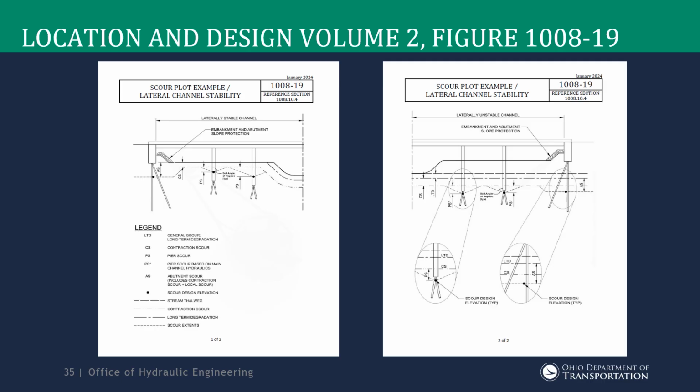So if you have a channel that is meandering, you need to do the pier analysis as if it was on the main channel, because the channel may be at the pier at the time. And if it drifts towards the abutments, you can use that elevation as well. And we also want a scour plot that shows the scour at each location. And this figure helps you determine where you should show that elevation.